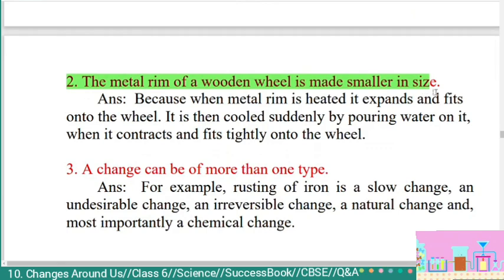Second question, the metal rim of a wooden wheel is made smaller in size. Answer, because when the metal rim is heated, it expands and fits onto the wheel. It is then cooled suddenly by pouring water on it. When it contracts, it fits tightly onto the wheel.